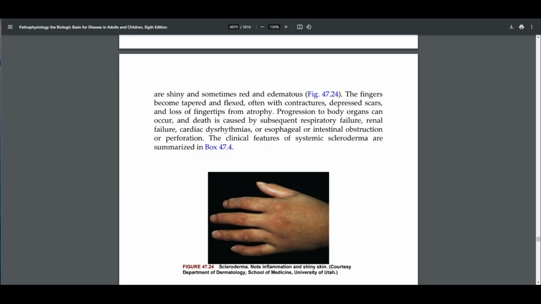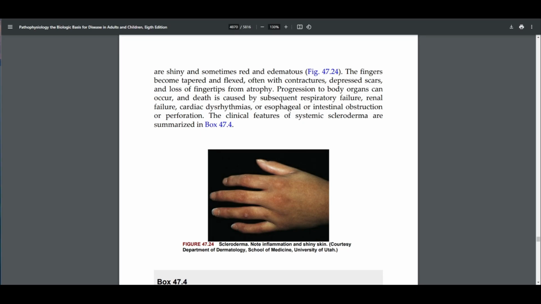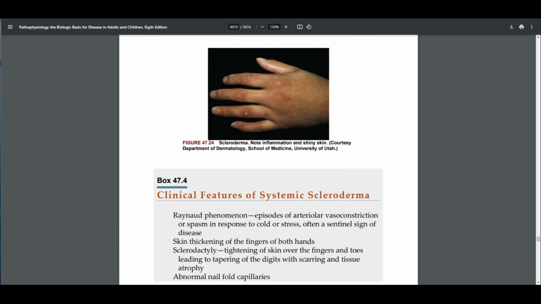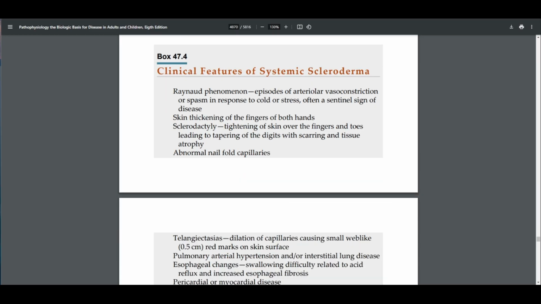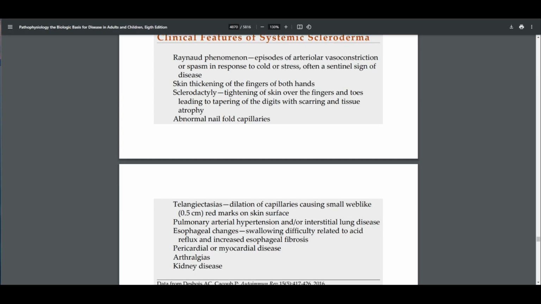Progression to body organs can occur, and death is caused by subsequent respiratory failure, renal failure, cardiac dysrhythmias, or esophageal or intestinal obstruction or perforation. The clinical features of systemic scleroderma are summarized in the following box. So here is a picture of scleroderma. Note the inflammation and shiny skin. Here is a wonderful spot to hit pause on the clinical features of systemic scleroderma if you're unfamiliar with it.